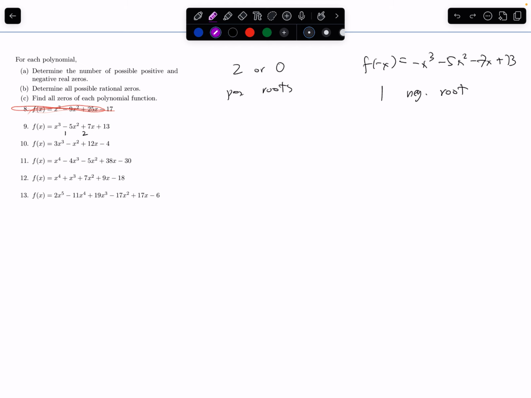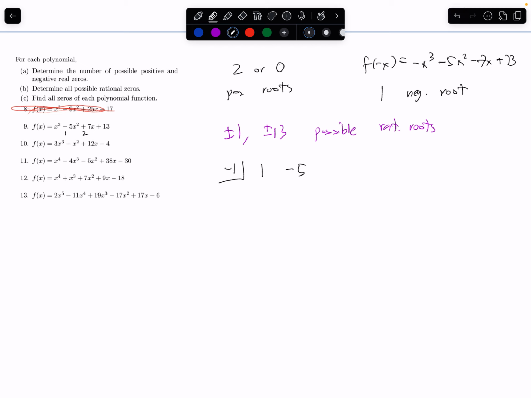And doing part B, P has to divide 13, Q has to divide 1. That means plus or minus 1, plus or minus 13 are the only possible rational roots. I'm going to hope that -1 is one of them, because that would make my life easier. Otherwise, I check -13 and hope that it works. Usually there's at least something that's rational. Not always, but for the kind of questions that we're given anyway.